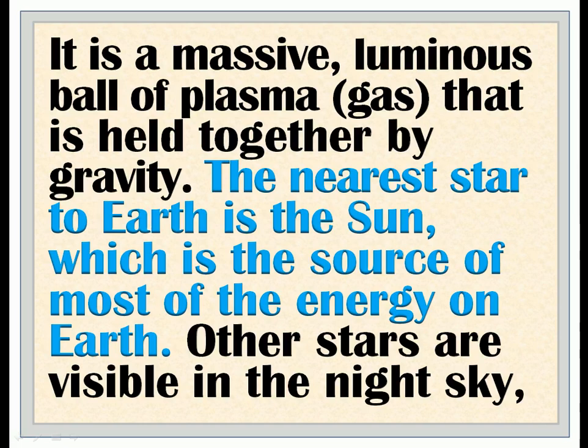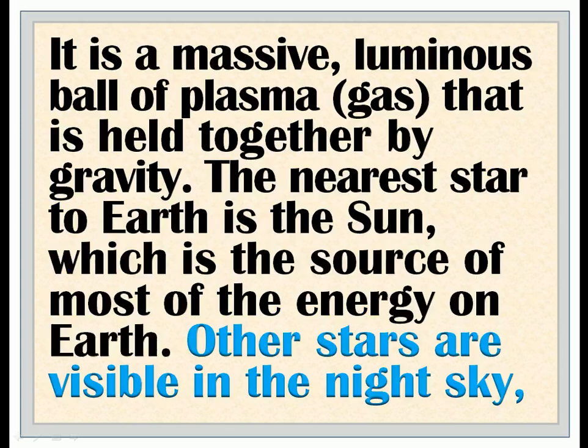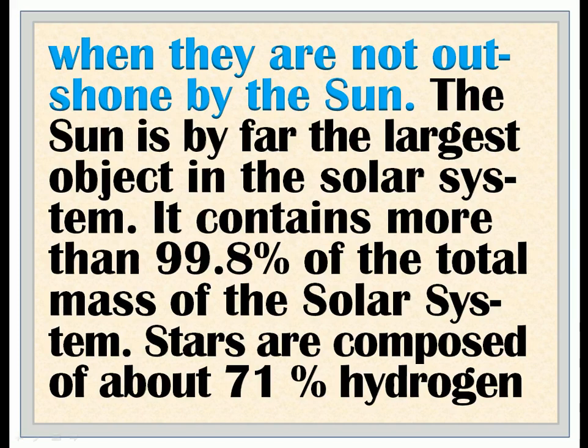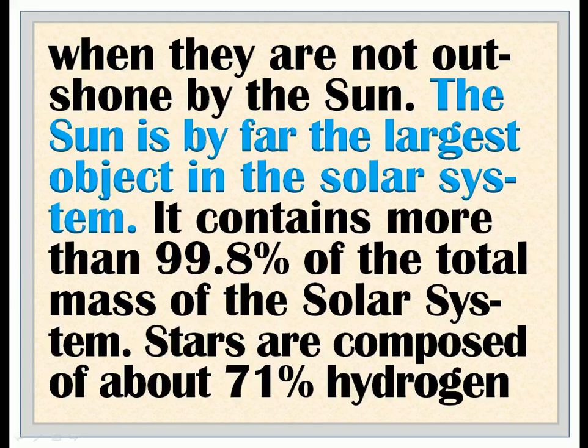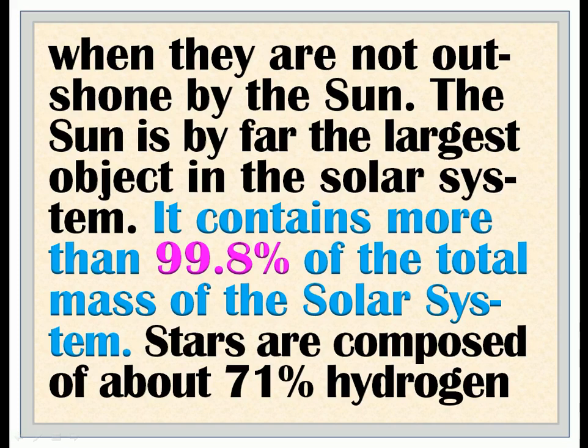The nearest star to Earth is the Sun, which is the source of most of the energy on Earth. Other stars are visible in the night sky when they are not outshone by the Sun. The Sun is by far the largest object in the solar system. It contains more than 99.8% of the total mass of the solar system.